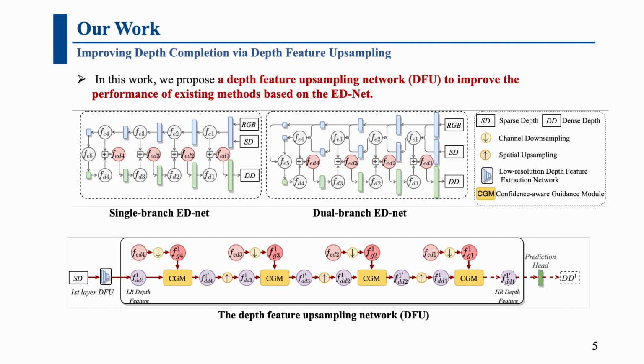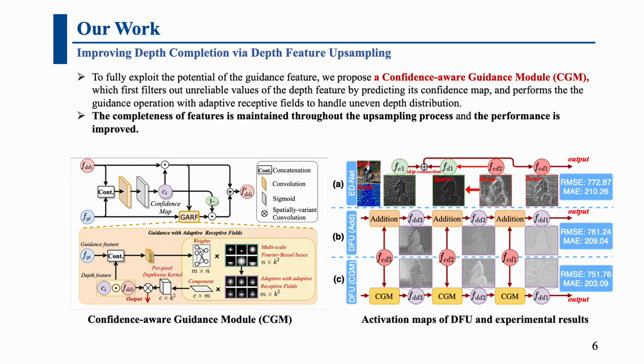To reduce computational complexity, we first reduce the channel number of these guidance features to the same as the low-resolution depth feature. To fully exploit the potential of the guidance feature, we propose a confidence-aware guidance module, CGM, which first filters out unreliable values of the depth feature by predicting its confidence map, and performs the guidance operation with adaptive receptive fields to handle uneven depth distribution.